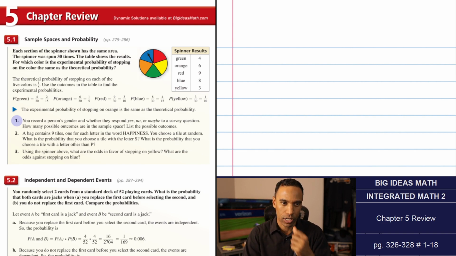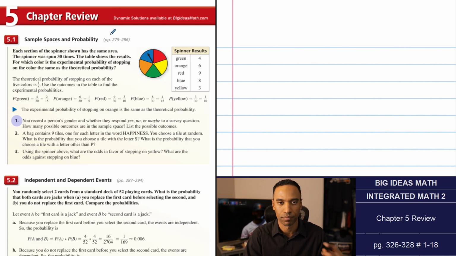We're going to look at section 5.1 on sample spaces and probability. And here's the example that they're giving. Each section of the spinner shown has the same area. So blue, red, yellow, green, orange, 5 things. The spinner was spun 30 times. The table shows the results. So this is an example of something called experimental probability, whereas theoretically we could figure out what kind of chances we have of landing on something.